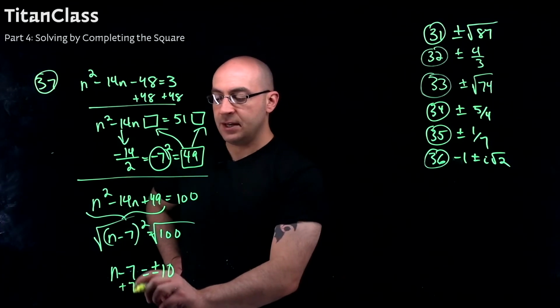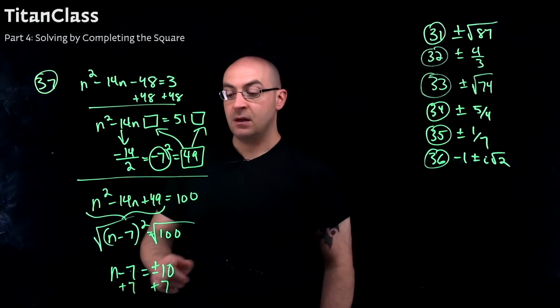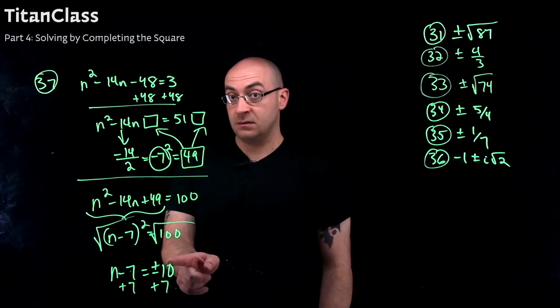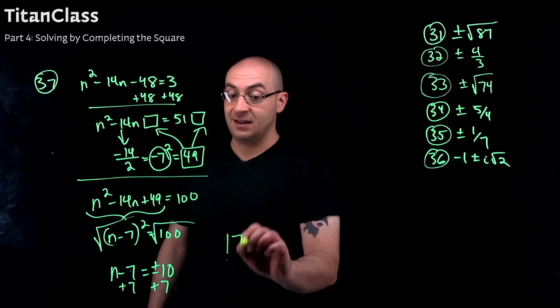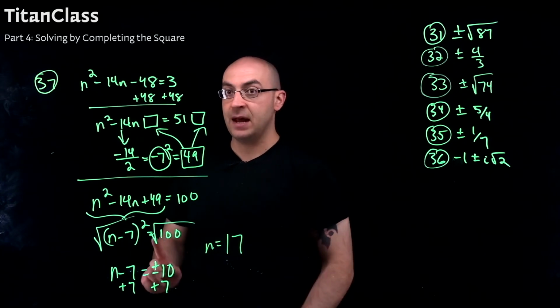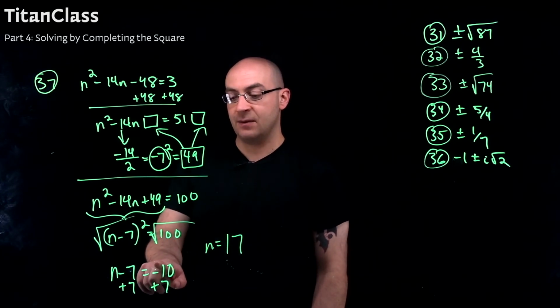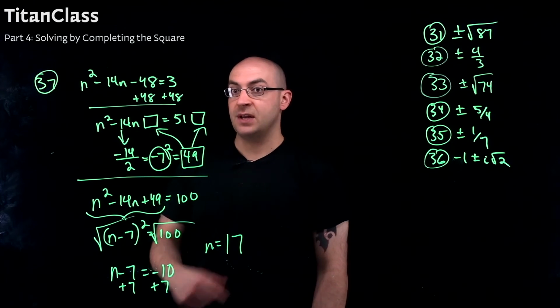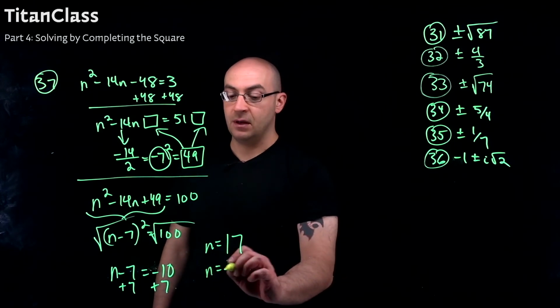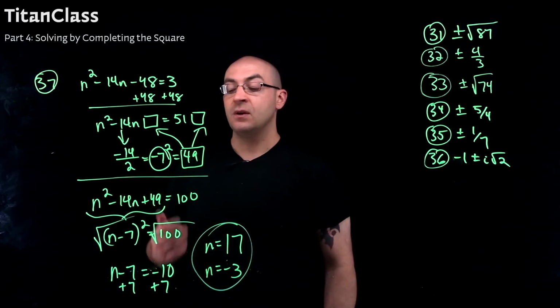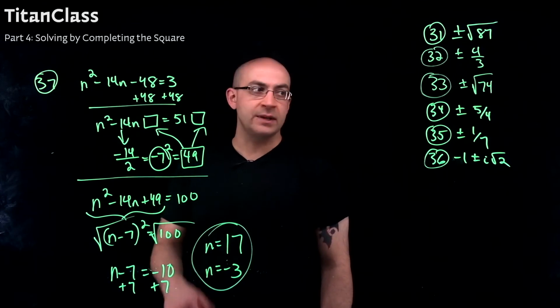So when I add 7 to both sides the first time, positive 10 plus 7 is 17. So n equals 17. Now, we have to do this again when it's the minus sign. Negative 10 plus 7 is negative 3. You have to do this twice. When you can combine them, you have to do this twice, right?